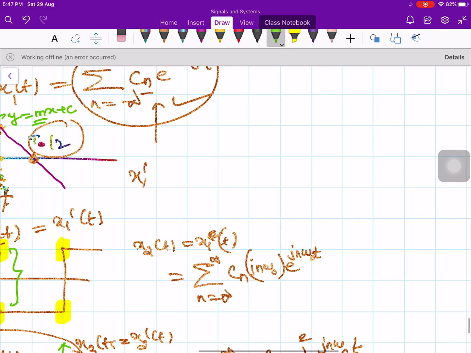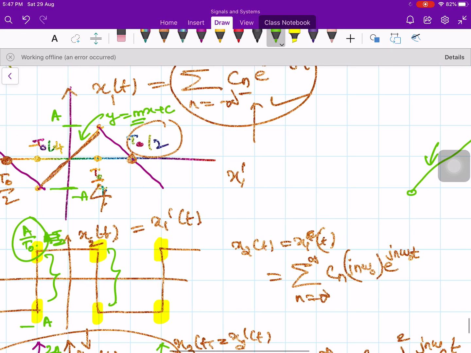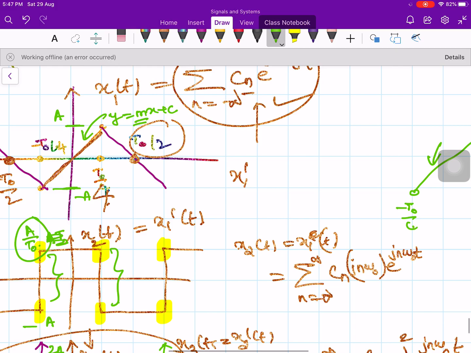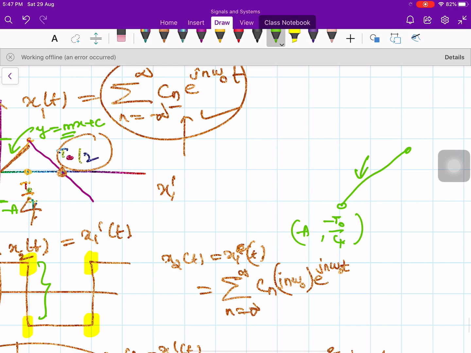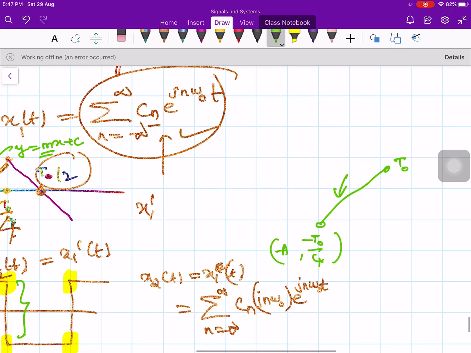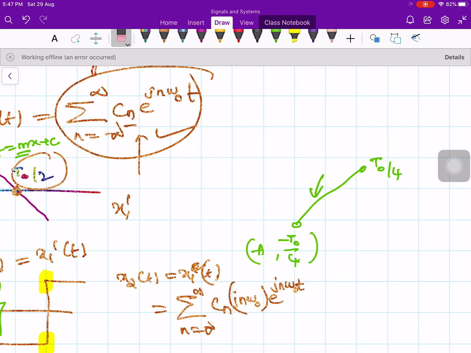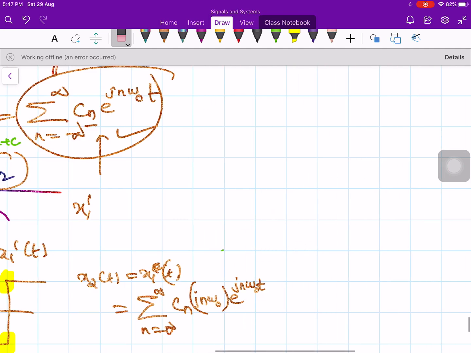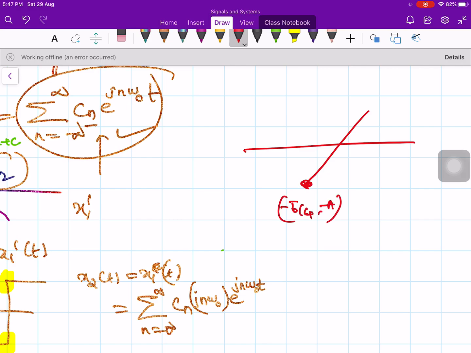Like it goes like this, we need to find the slope of this guy. That point is minus t naught by 4 and the magnitude is minus a, right? And it reaches plus t naught by 4 and the magnitude is a. I am sorry, I have written the x axis the other way. So you have a function like this, and this point is minus t naught by 4 comma minus a, and this one is plus t naught by 4 comma a.